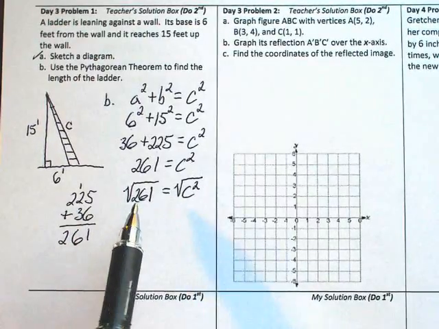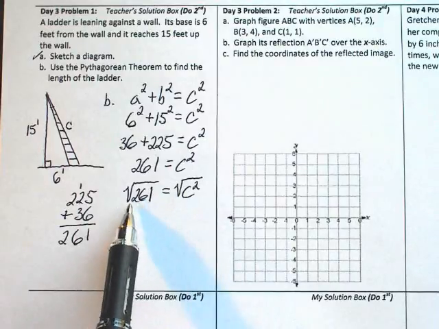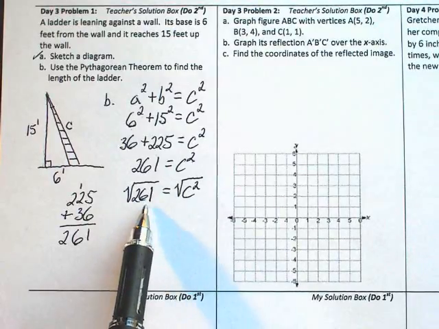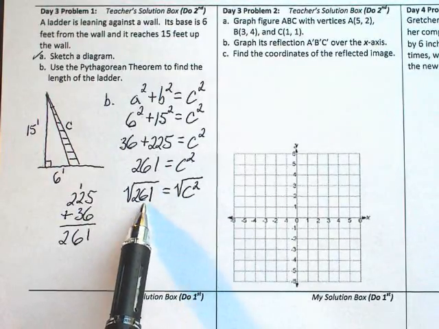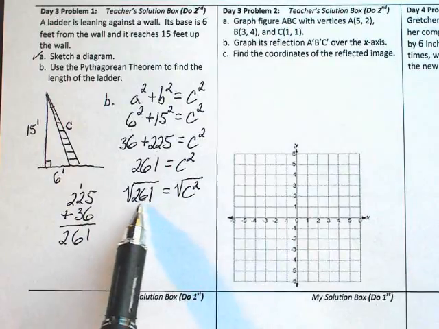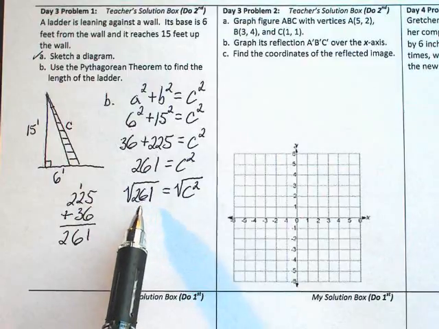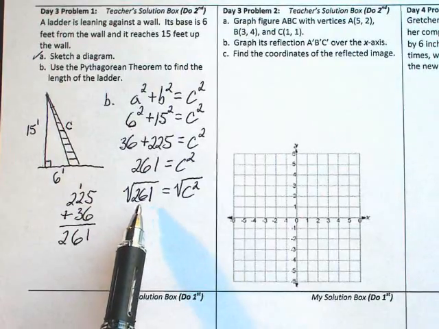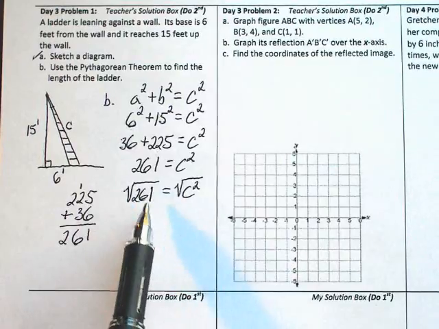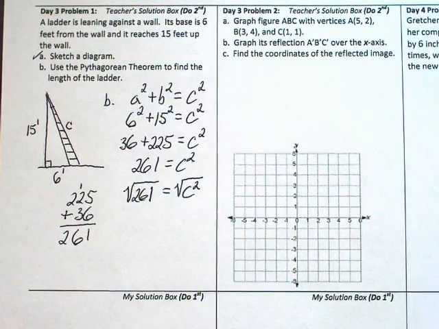If we had a calculator, we could certainly type this in, use the square root button on the calculator, and get an exact answer, or perhaps this is some sort of decimal that we might need to round off to 1 spot or 2 spots. Without a calculator, the best we're going to be able to do is take a good solid guess at about how much the square root of 261 is.